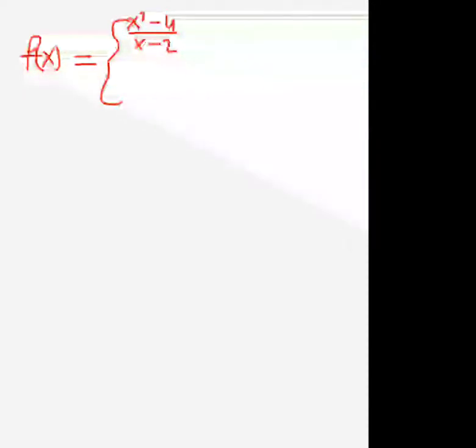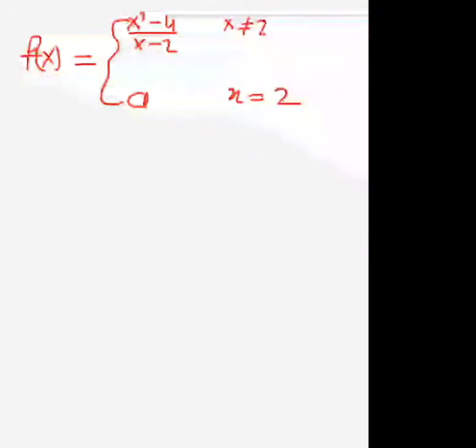See, a question is given, f(x) is equal to (x square minus 4) upon (x minus 2) when x is not equal to 2, and A when x equals 2. We need to find the value of A.